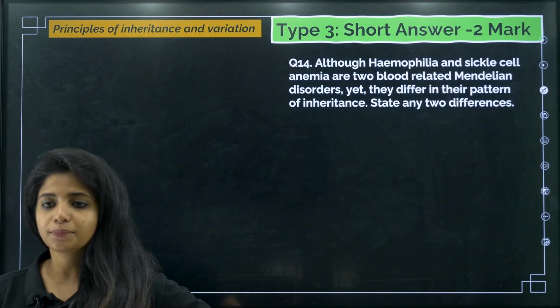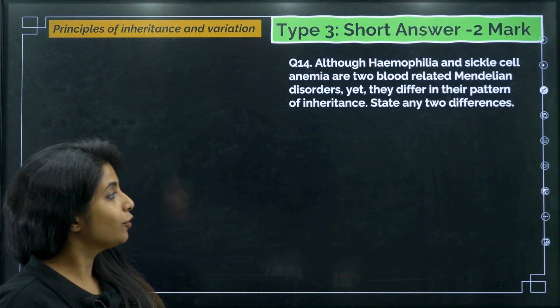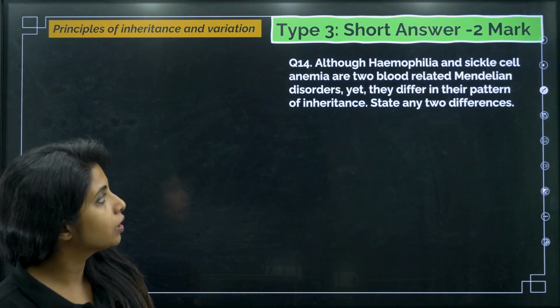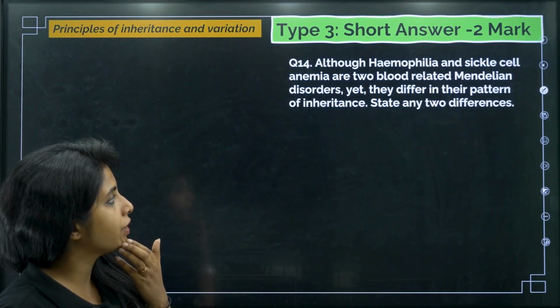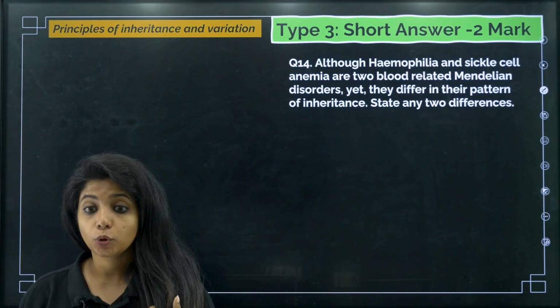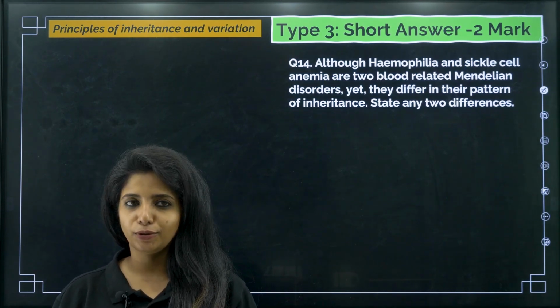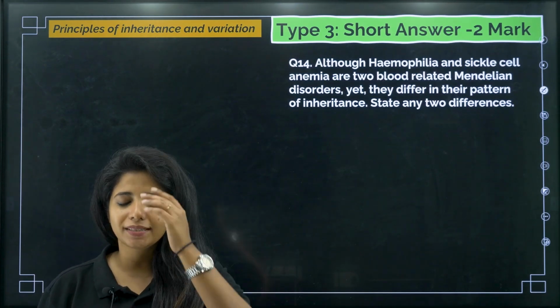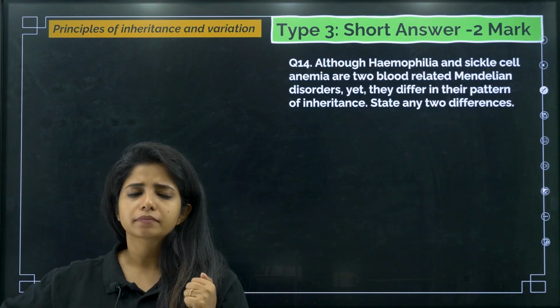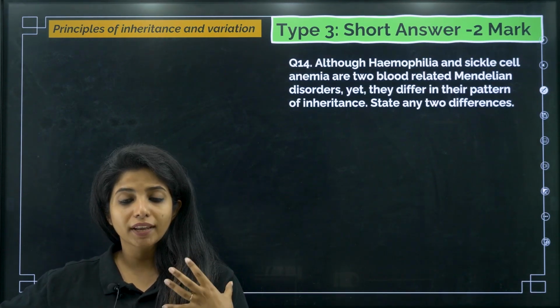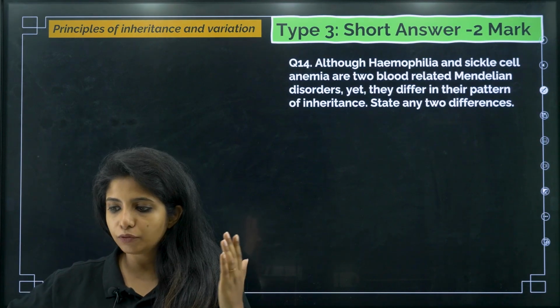Now, this is a 2-mark question. Although hemophilia and sickle cell anemia are 2 blood-related Mendelian disorders, yet they differ in their pattern of inheritance. What happens in hemophilia? Queen Elizabeth had it. In the case of hemophilia, the person who has it is not able to clot the blood. For example, I get a wound.